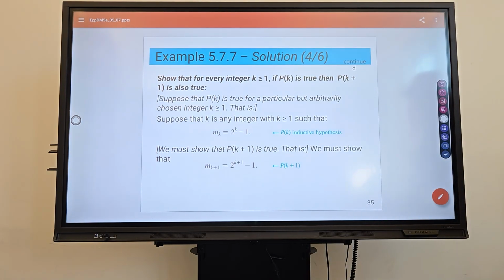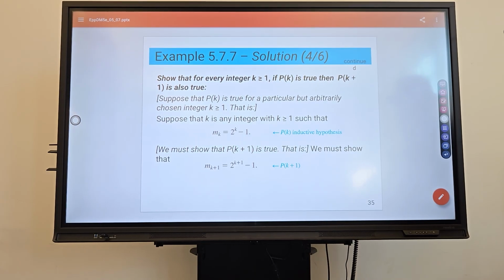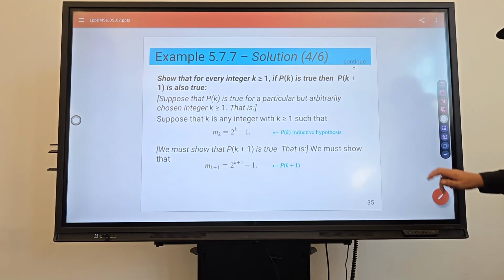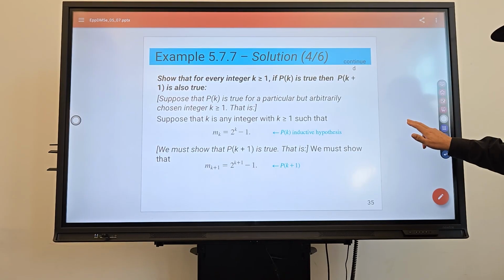Now show that for every integer k greater than or equal to 1, if P of k is true, then P of k plus 1 is also true. Suppose that k is any integer with k greater than or equal to 1 such that m sub k equals 2 to the k minus 1, which is the inductive hypothesis. We must show that m sub k plus 1 equals 2 to the k plus 1 minus 1 is the case.